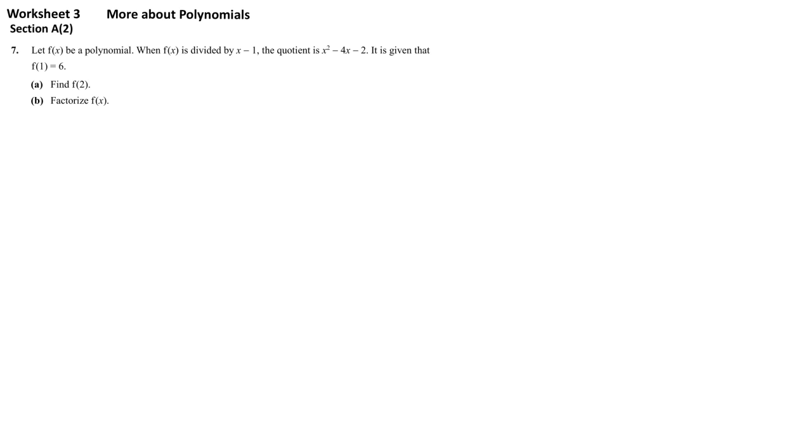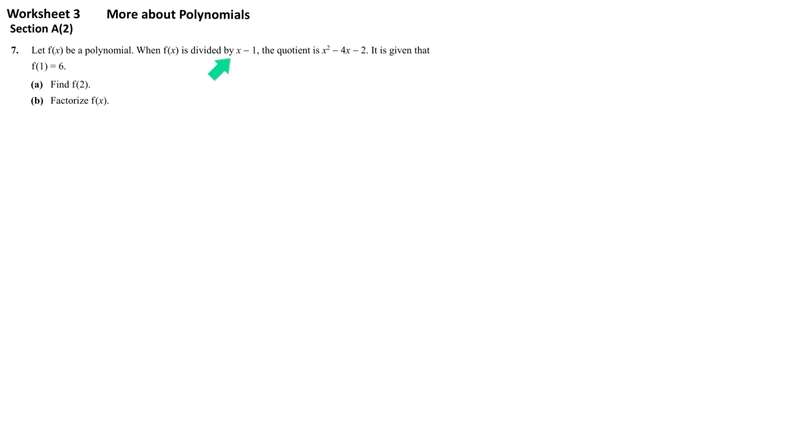So in this question, they try to tell us f(x) divided by x minus 1. In this situation, the quotient is this one, but they didn't tell us what is the remainder. But in another sentence, they tell us f(1) is equal to 6. So what is the implication of f(1) equal to 6?